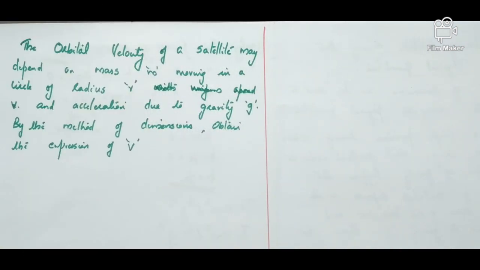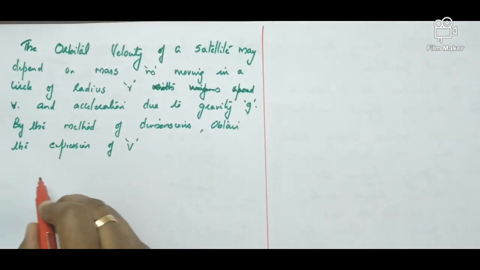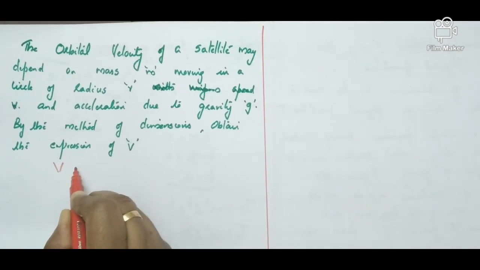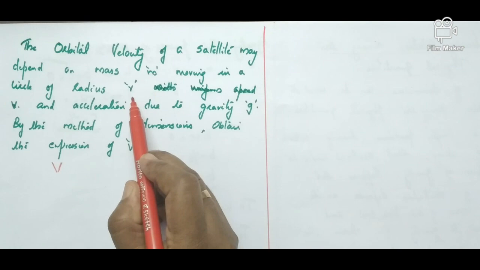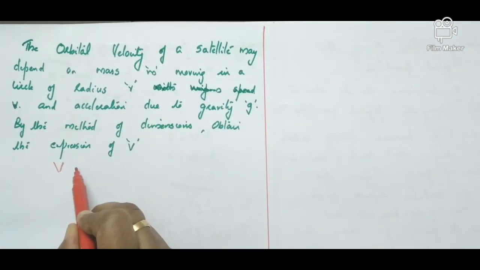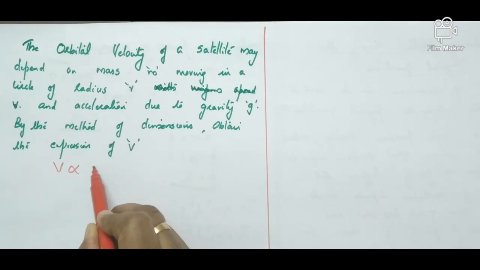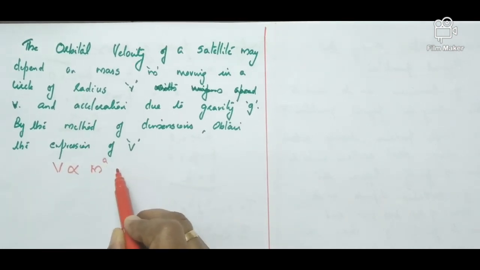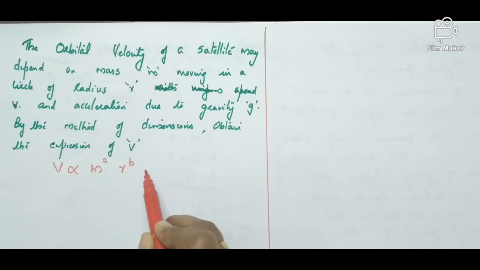The orbital velocity of a satellite may depend on its mass, moving in a circle of radius r, and acceleration due to gravity g. By the method of dimensions, obtain the expression for orbital velocity v. So here it is given velocity depends on mass, radius, and acceleration due to gravity. So first step is we can write velocity is directly proportional to mass m raised to a, radius r raised to b, acceleration due to gravity g raised to c.